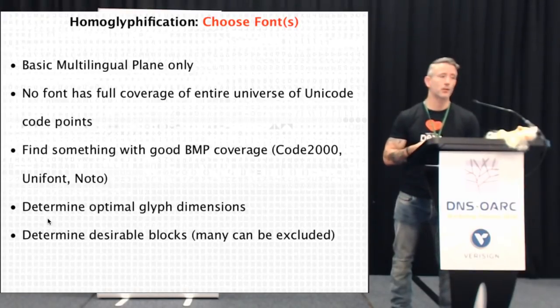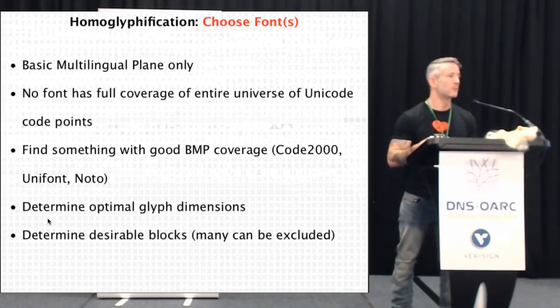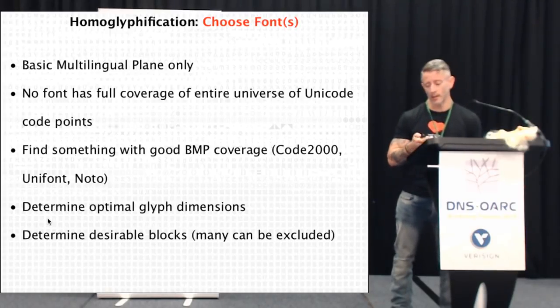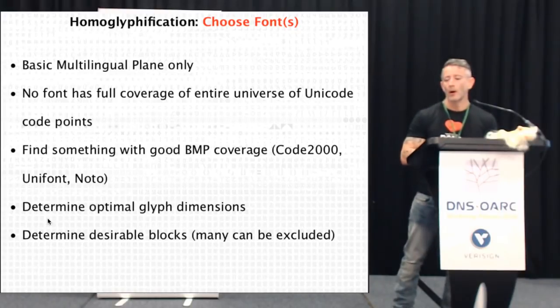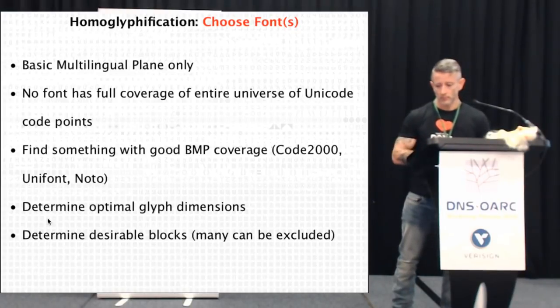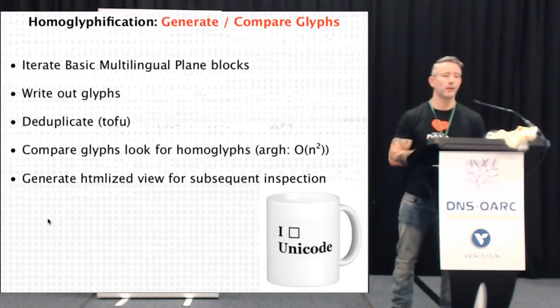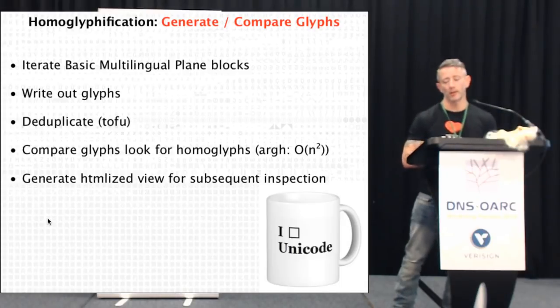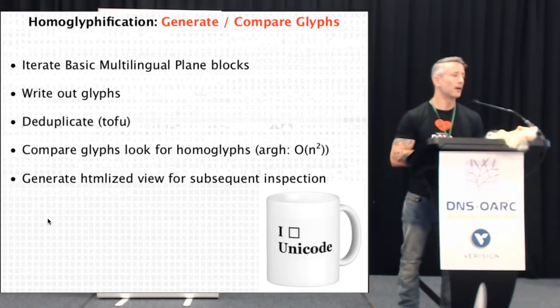Determine desirable blocks. You can exclude many blocks out of the gate, emojis, street signs, things like that, things you don't have to worry about seeing in the DNS. You then want to iterate the blocks of interest and write the glyphs to disk. We also found it useful to store them in memory before we wrote to disk, and that way we could deduplicate all of the tofu pretty quickly before it got written out.